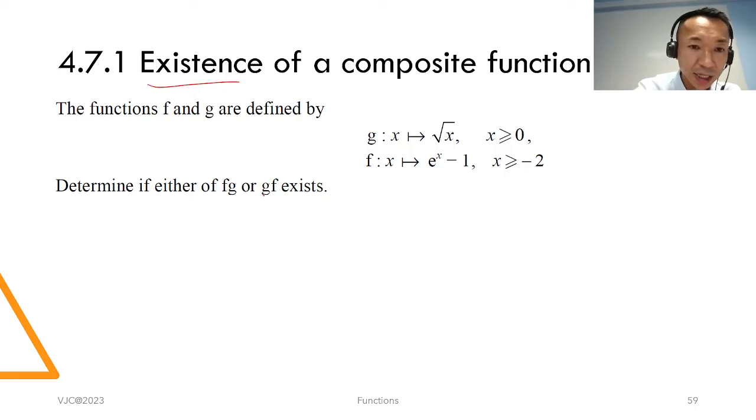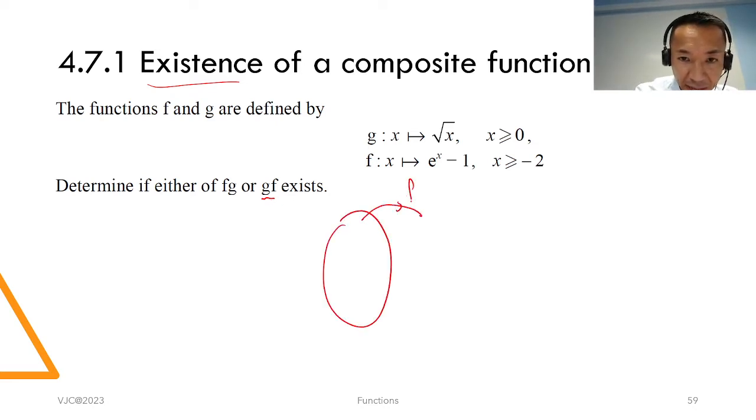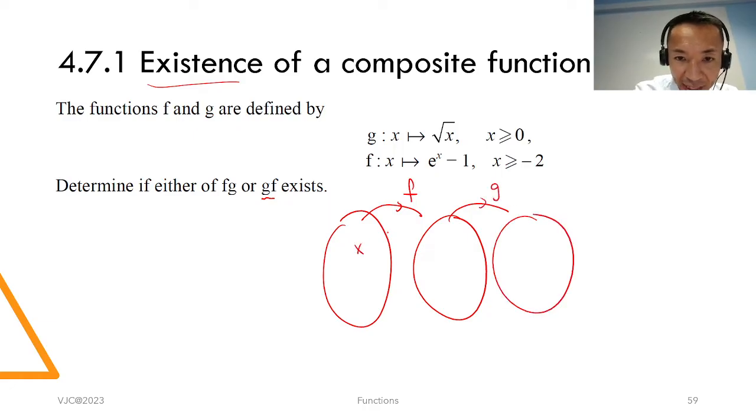Let us consider GF first. GF is this, right? F first, then G, right? Why? Because if it's x, it is F(x), then it's G(F(x)). Just think of it like that. So therefore, this is GF.